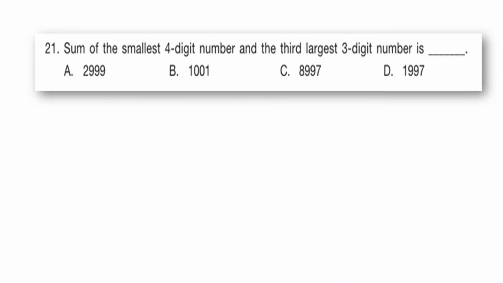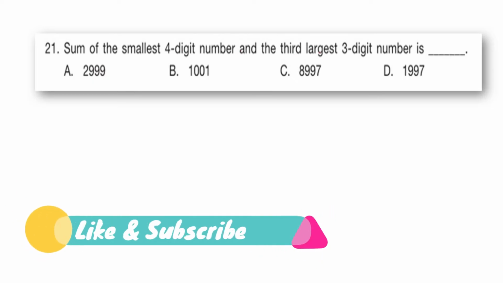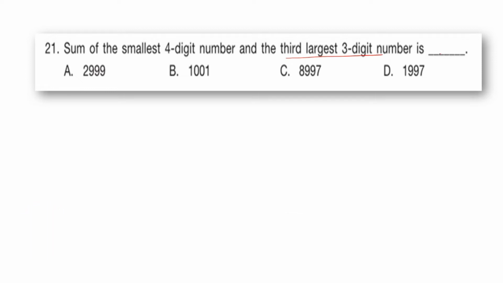Next question. The sum of the smallest 4-digit number and the third largest 3-digit number is dash. Is it option A 2999? Option B 1001? Option C 8997? Or D 1997? Your time starts now.